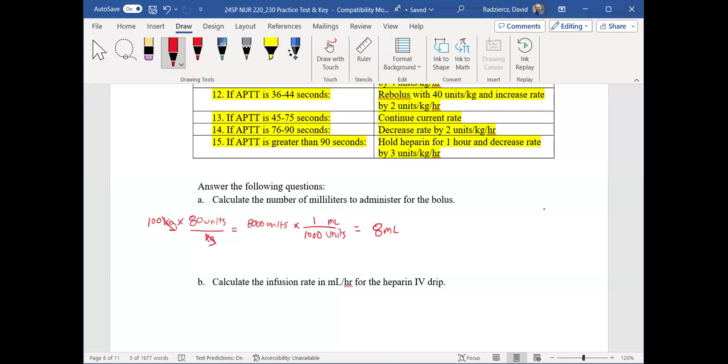Okay. The shorthand is for whenever you're calculating a bolus for the standard weight-based heparin protocol, you're going to take the patient's weight times 80 and then divide by 1,000. So if you need a shorthand way to check an answer, that's what you're going to do.